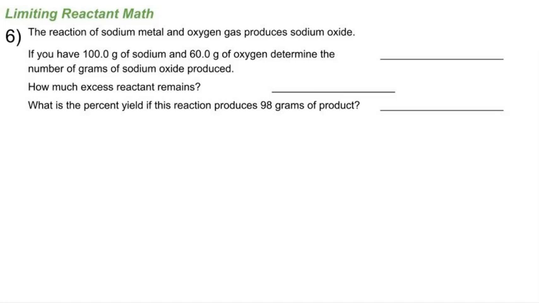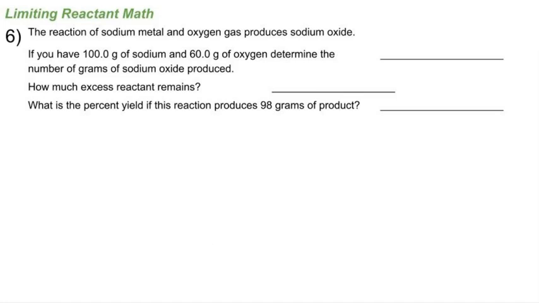Question number 6 says the reaction of sodium metal and oxygen gas produces sodium oxide. And then it's asking us to determine the number of grams of sodium oxide produced by 100 grams of sodium and 60 grams of oxygen. Next we'll have to determine the excess reactant and how much of it remains, and then finally we're determining the percent yield.